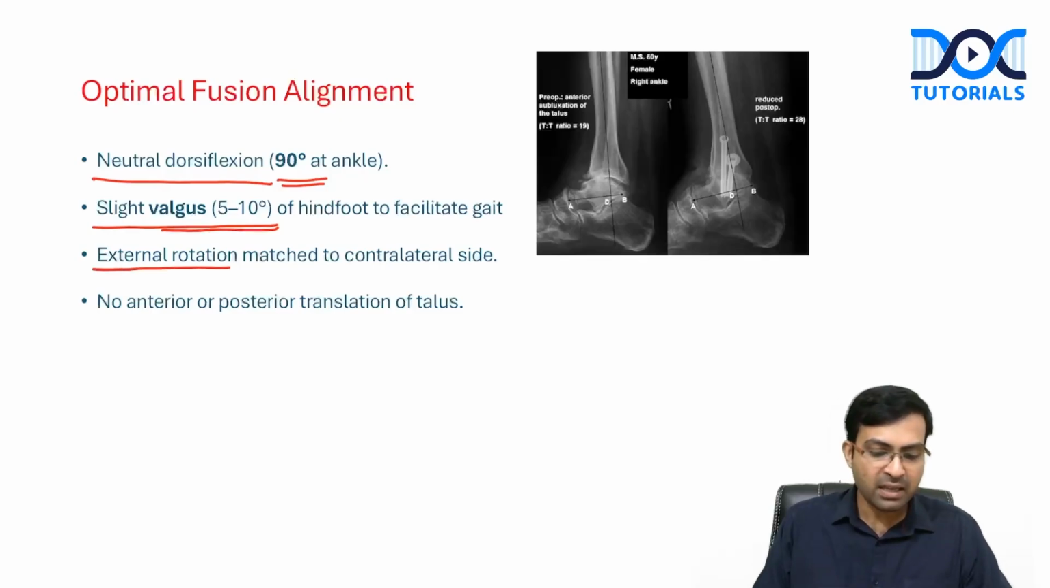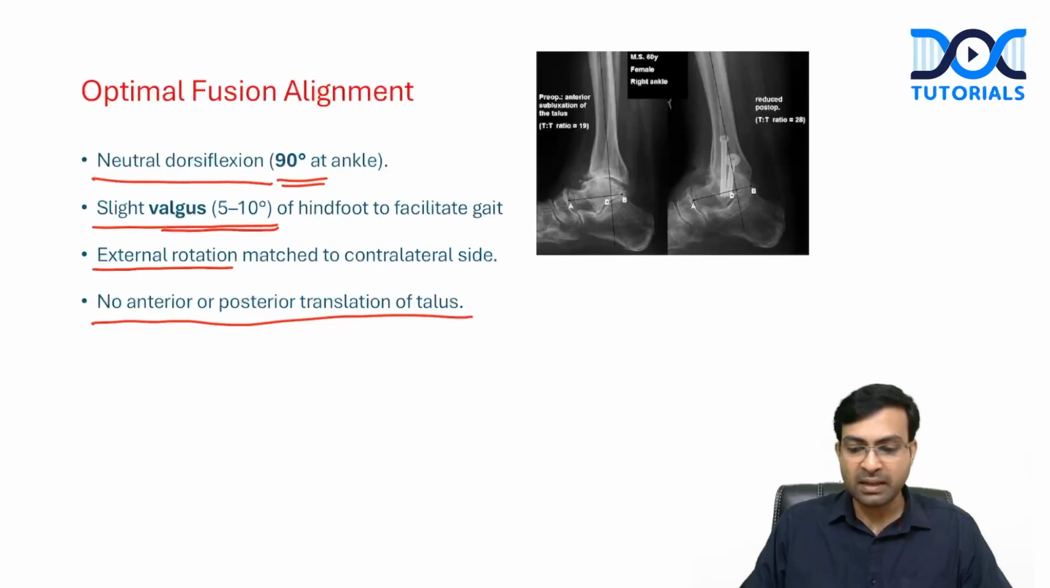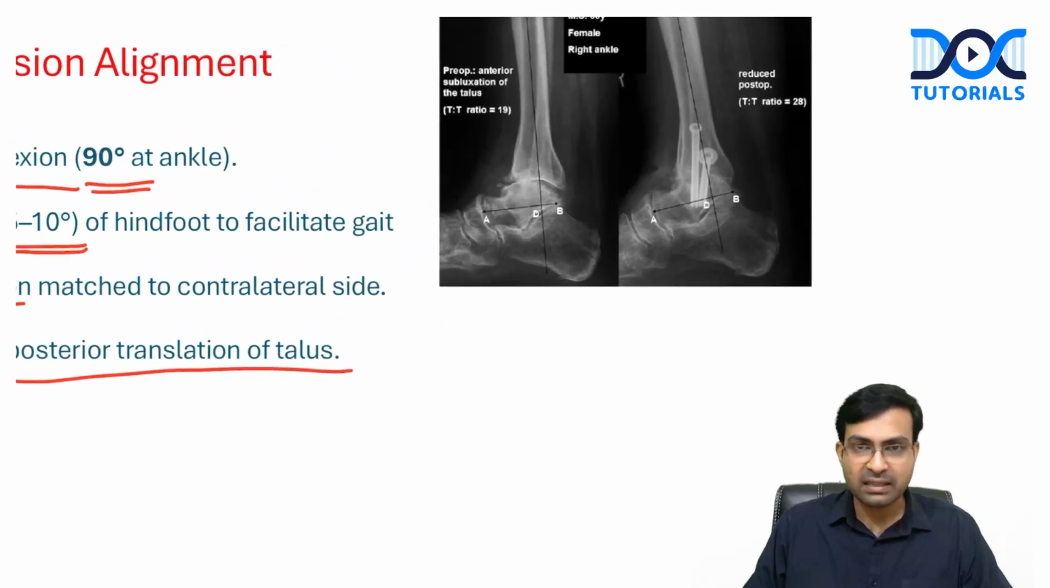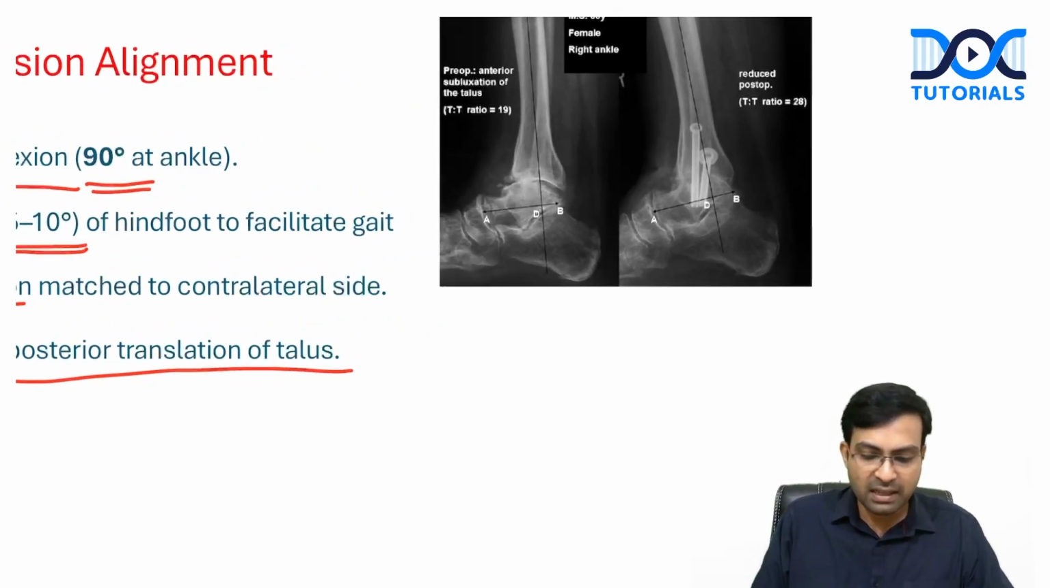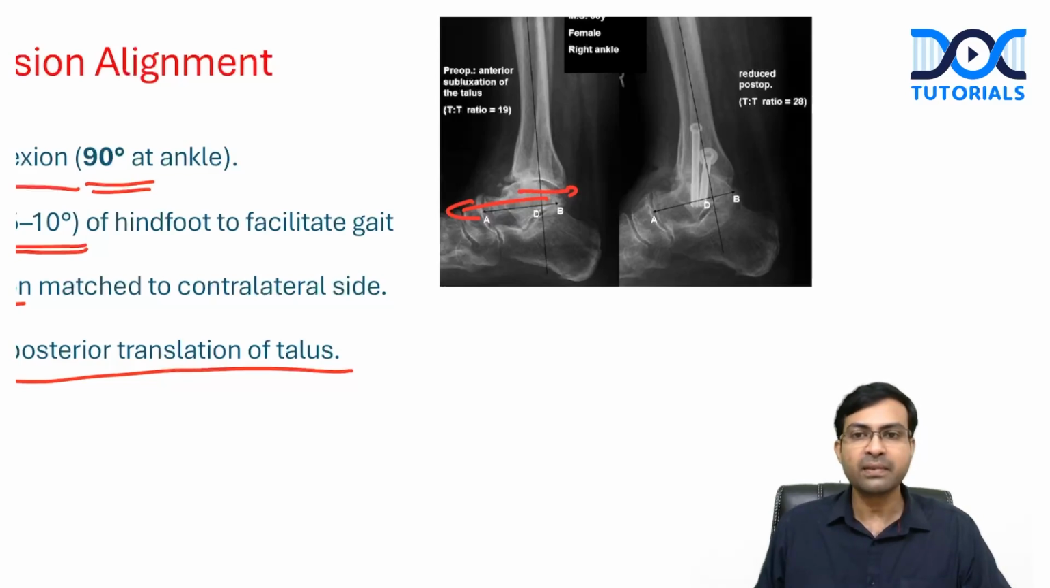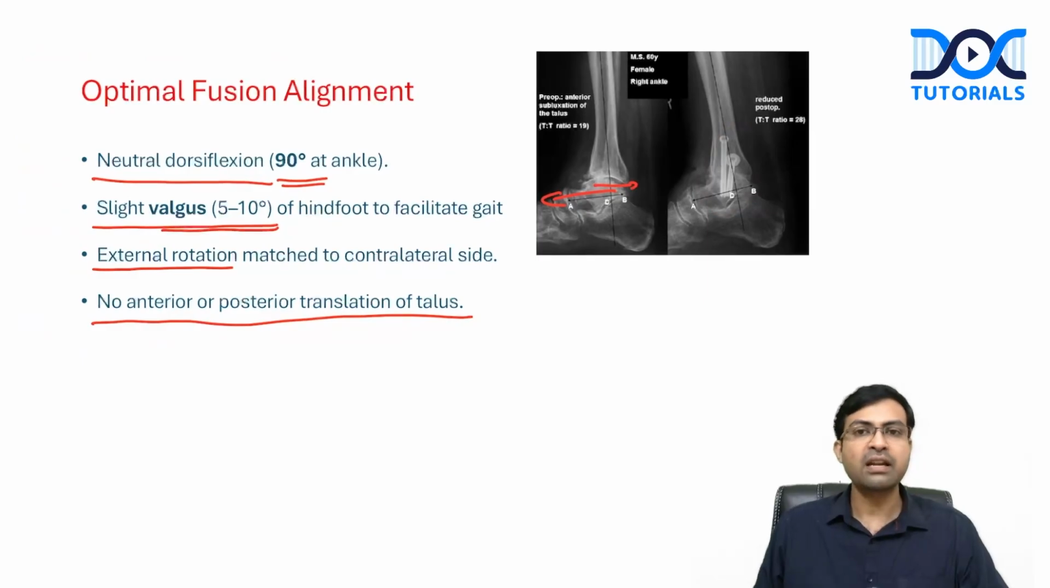Then you can match the external rotation of the affected limb by comparing it with the other side. There should not be any anterior or posterior translation at the talus. Sometimes you get a patient like this where you can see that there is arthritis of the joint and the talus is anteriorly subluxed when you compare it with the calcaneum. So while doing the surgery, you have to place the talus back under the tibia and do the fixation like this. So always correct any of these deformities before doing an arthrodesis.